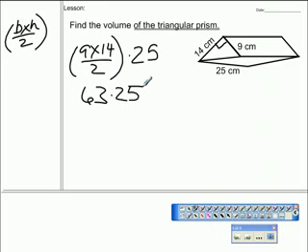63 times 25 is 1,575, 1,575 cubic centimeters. Thank you, Stacy. 1,575. Why did I use the 9 times the 14 divided by 2? Yeah, because that's the area of the base shape, which is a triangle. Good.